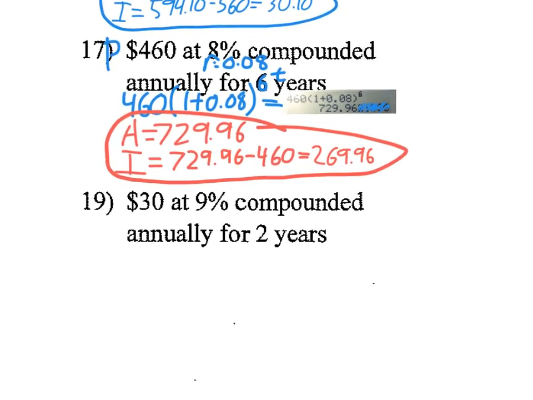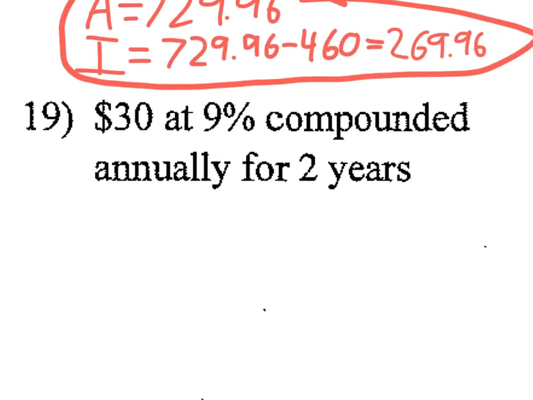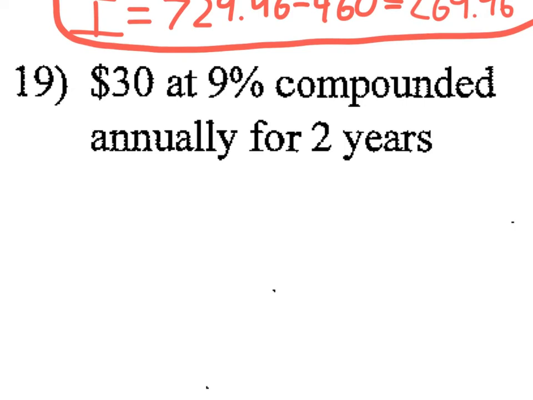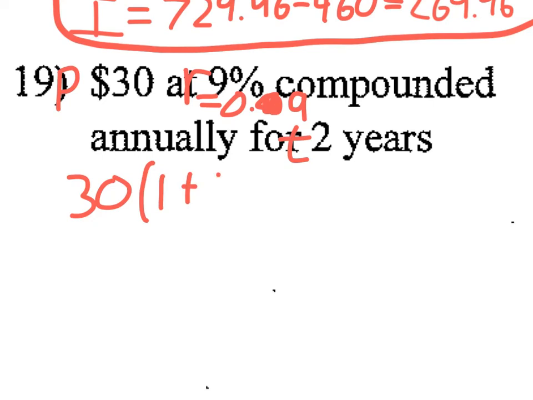All right, final one for compound interest. All right, there's our principal. There's our rate. But the rate is going to be 0.09. Oops, that's a terrible 0. Pretend that's a 0 right there. 0.09. And then there's our T. So $30 for our principal. 1 plus 0.09 to the power of 2. And I got to change colors again because I don't want to overlap in red. Plug this into the calculator, get a total amount.